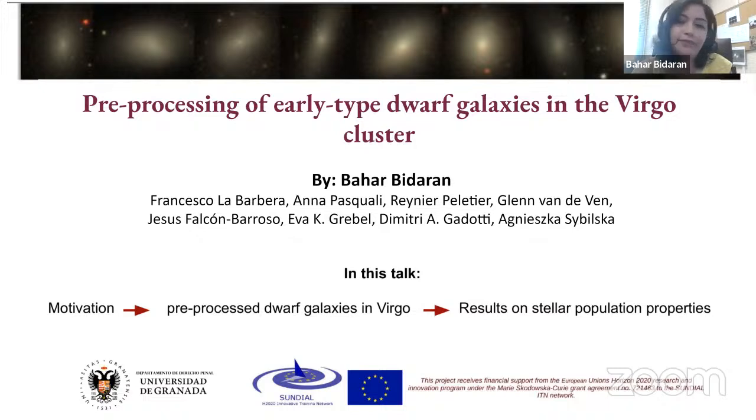So first, I will give some reasons and explanations as a motivation of this work, that is, why we should care about pre-processing in dwarf galaxies. Then I will introduce a sample of pre-processed dwarfs in the Virgo cluster, and later I will explain the results that we have obtained and try to put them in the general context of galaxy formation and evolution that we know.